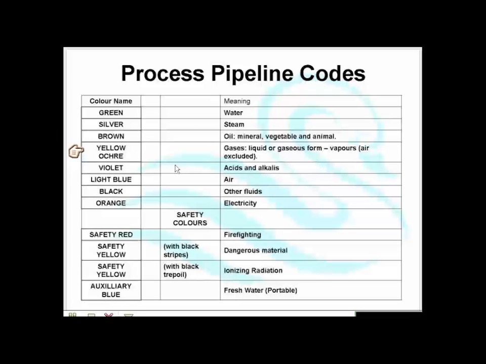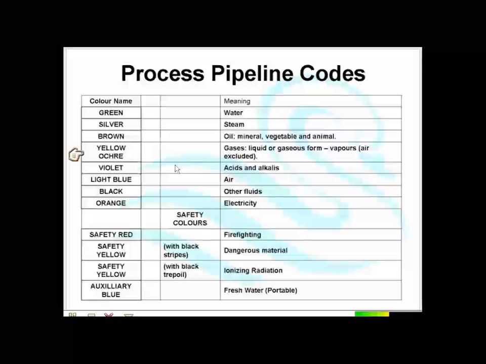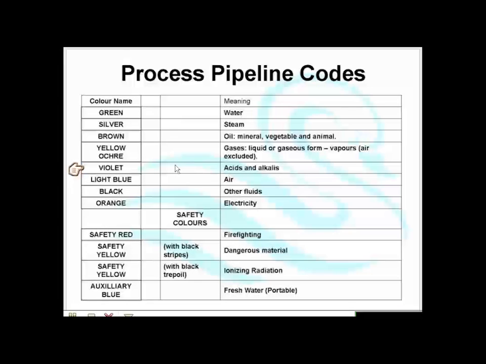Brown, oils. Yellow is gases. Violet is acids or alkalines, things that if they got on you will burn. Light blue is air. Black is other things, undefined really.